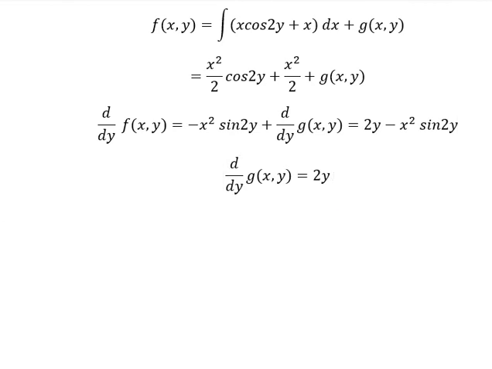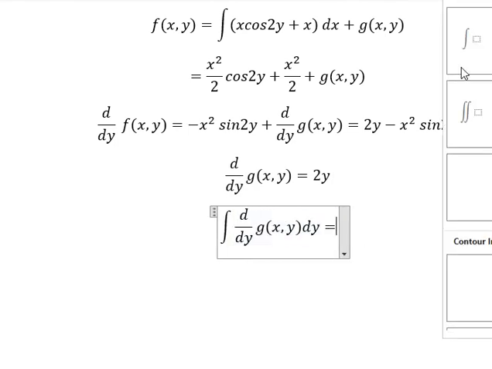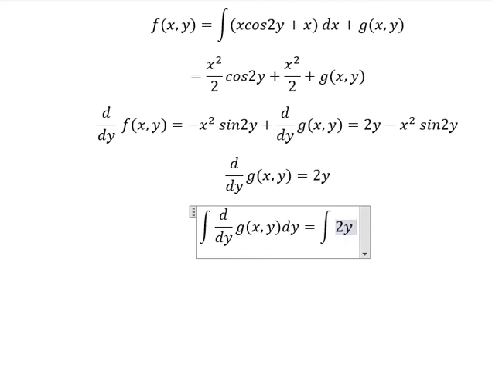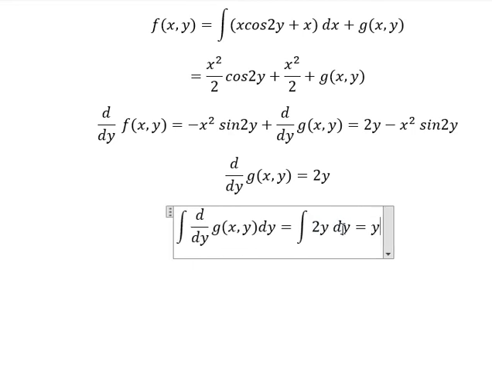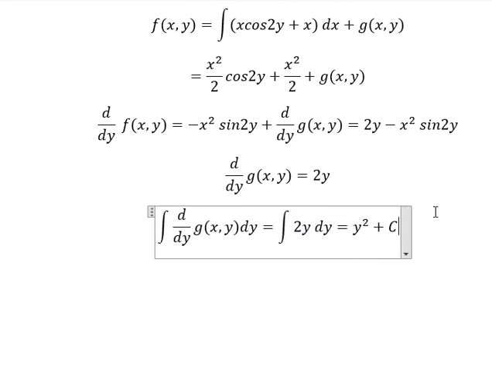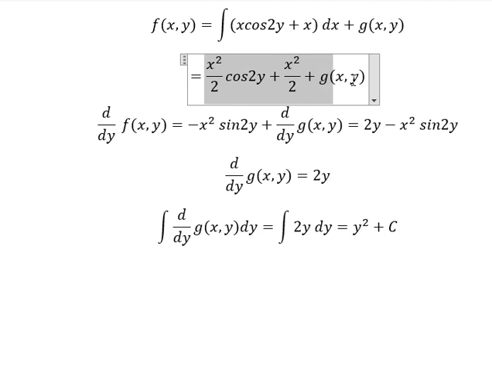Next, we put the integration for both sides. And we have y squared plus c. Now we go back in here.